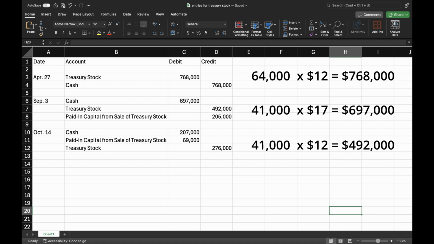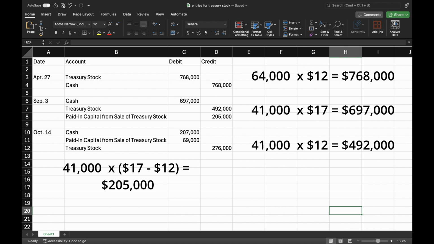The paid-in capital from sale of Treasury stock account also goes on the bottom because it is being credited as well. This account is being affected because the company sold the stocks at a greater price than what they paid. To find the amount this account is being credited for, you must multiply the number of stocks sold by the difference between the selling price and the purchase price of the stocks. So first, find the difference, which in this case would be found by subtracting $12 from $17 and comes out to $5. Then you would multiply 41,000 shares by $5, which comes out to $205,000. Now both the credit and the debit columns are equal.